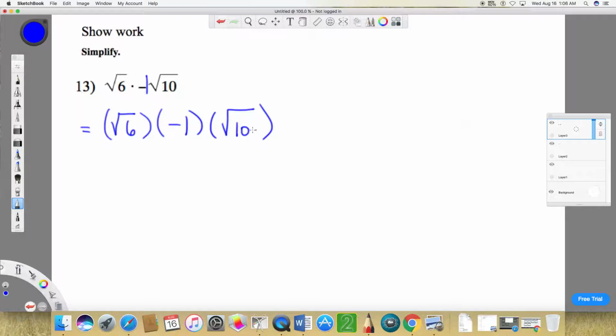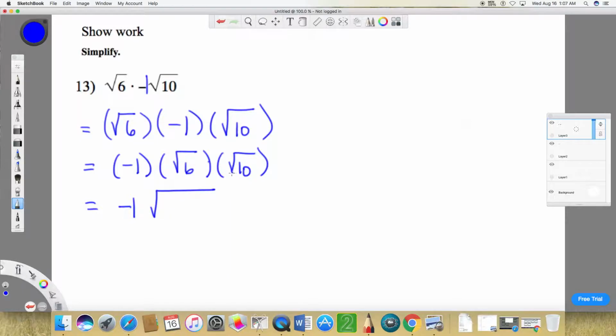When you have multiplication, you can multiply this in any order. So we can look at negative 1 times the square root of 6 times the square root of 10. And we've seen in previous videos, we've been working with multiplication a lot, that we know that we can write this underneath a single radical, that 6 times 10 is 60. What I'm really interested in, rather than multiplying these together, is breaking it apart.